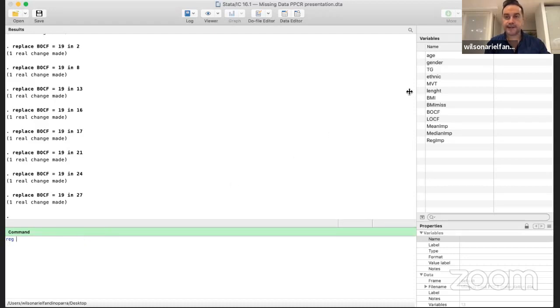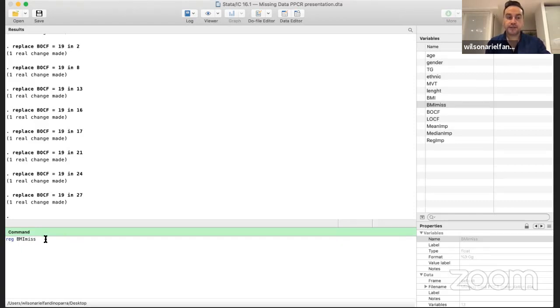So regress here, and as I say, I'm going to skip all the steps that you have to do before running a regression model. But remember that before running a regression model, you have to consider what the outcome variable is. In this case, the outcome variable for this trial was MBT, as I explained to you. But in this case, I'm not interested in the MBT. I'm interested in the BMI miss. So this is the outcome variable in my model, which doesn't mean that this is the outcome variable in my clinical trial.